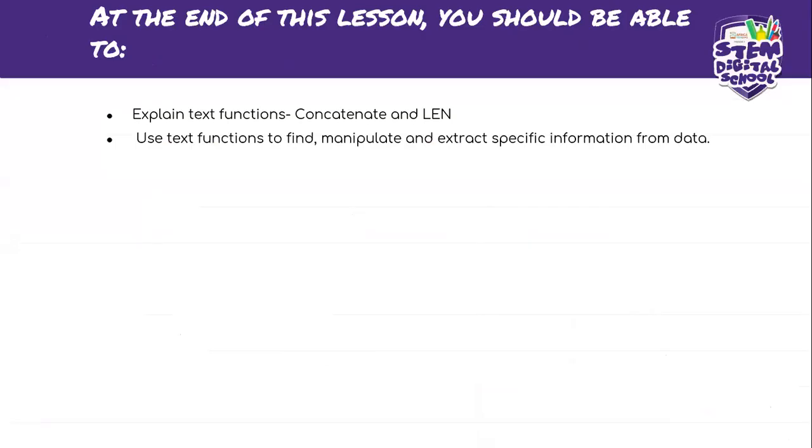By the end of this lesson, you should be able to explain text functions. These two text functions, the concatenate and the len function, are used to find, manipulate, and extract specific information from data. I want you to be able to use the left, right, mid, concatenate, and the len function, so it will be 5. You know the left, right, and mid. Today you are going to learn about the concatenate and the len. At the end, you should know how to use all of them.